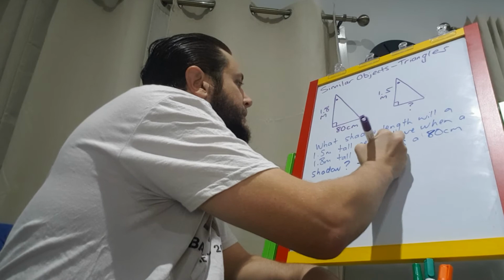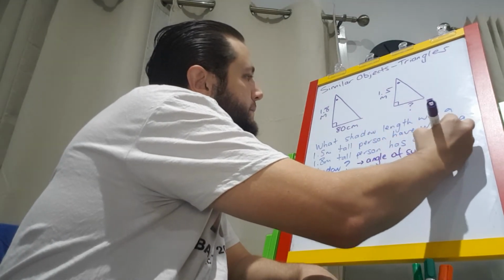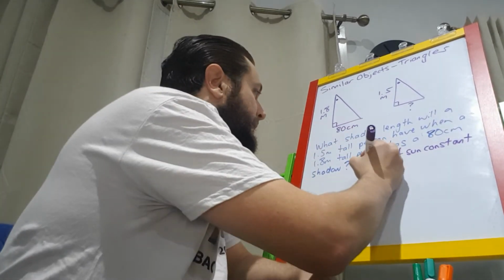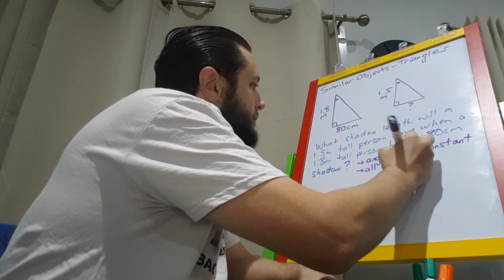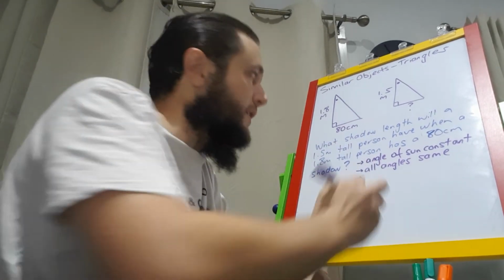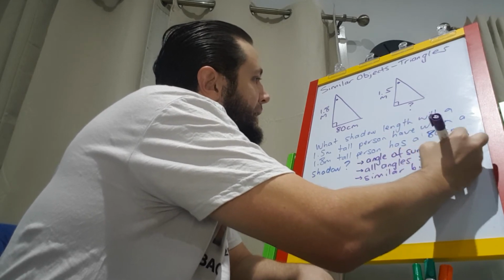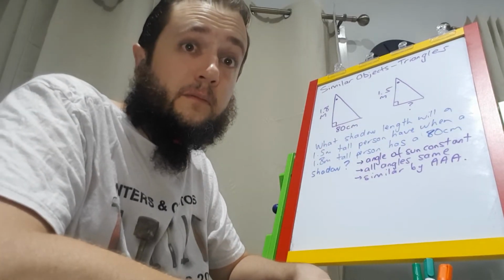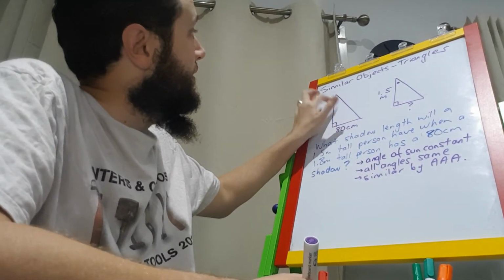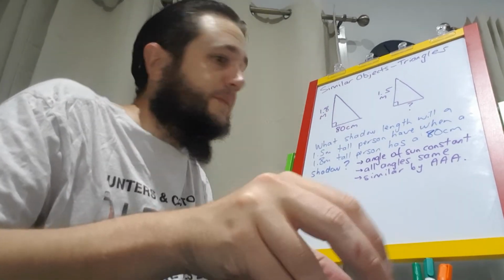So that's what's tricky about a question like this. Angle of the sun will be constant. Thus, all angles will be the same. So those two triangles are similar by the rule AAA. Angle, angle, angle. You might not have seen that initially. The question doesn't necessarily give that away, does it? Tricky. That's why it's not a C-level question.